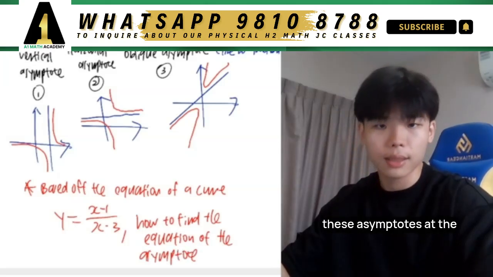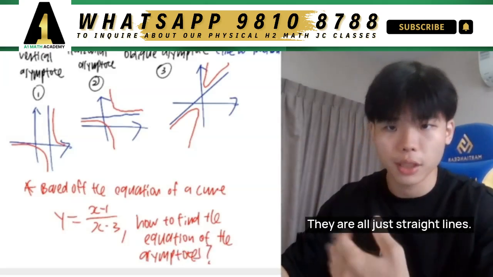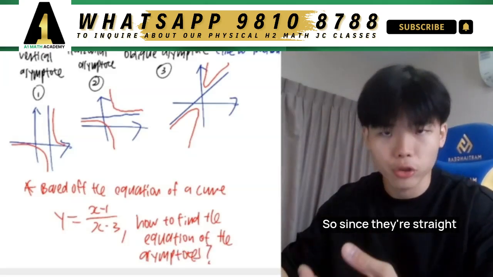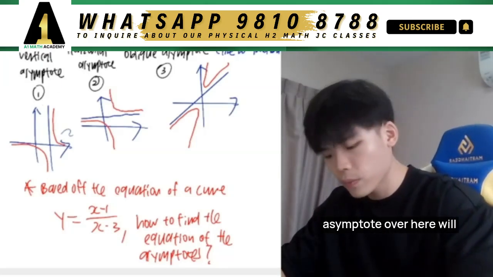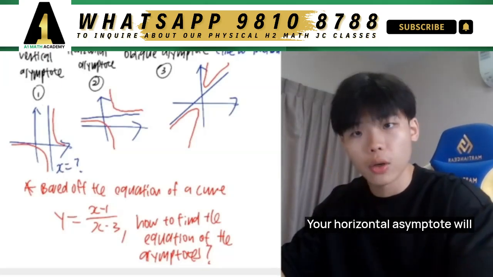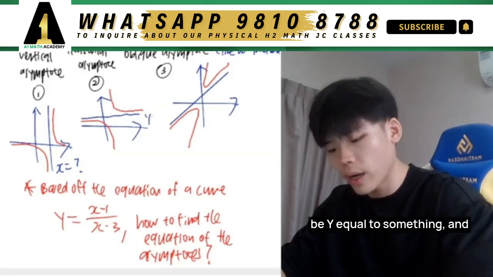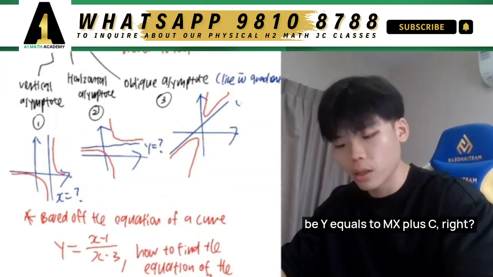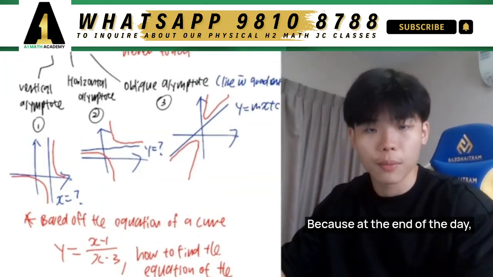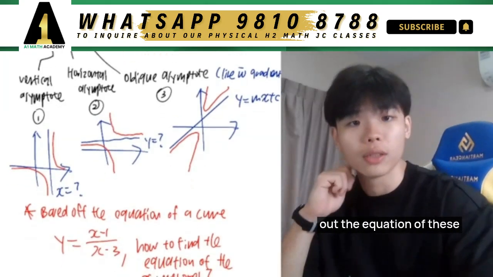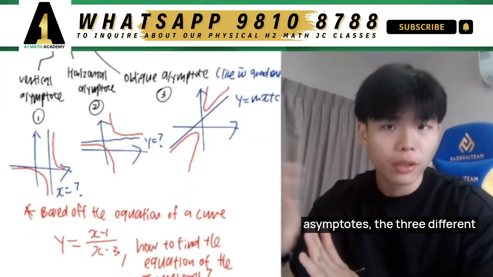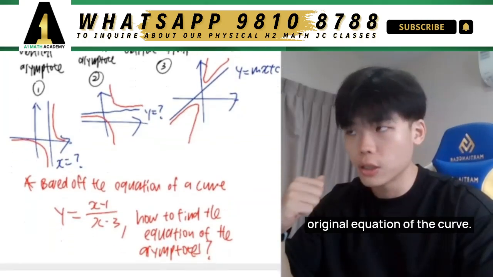Because remember, these asymptotes, at the end of the day, are all just straight lines. Since they are straight lines, they also have their own equations. For example, the vertical asymptote will be x equals to something. Your horizontal asymptote will be y equals to something. And your oblique asymptote will be y equals to mx plus c. Our job over here is to find the equation of these three different kinds of asymptotes, given the original equation of the curve.